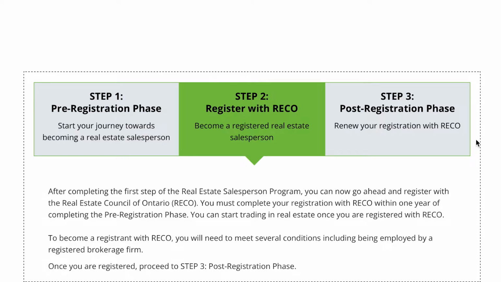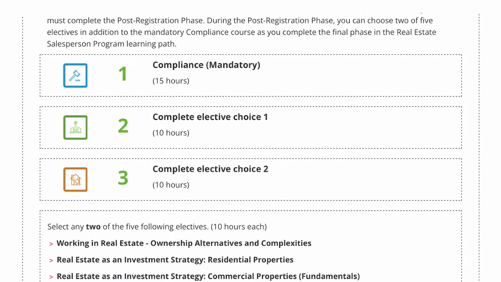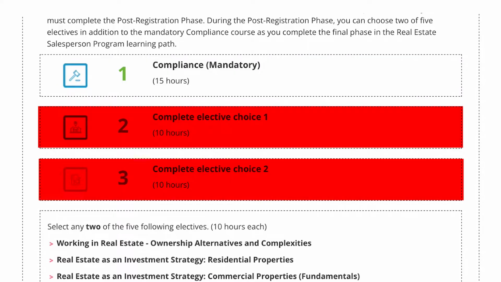And the last phase is called the post-registration phase. This means you need to renew your registration with RECO. There are 3 compliance things that you need to do. First is the mandatory compliance training, and there are 2 electives. You have a choice: you can select investment, commercial, or residential. There are choices given for you to complete that post-registration phase.